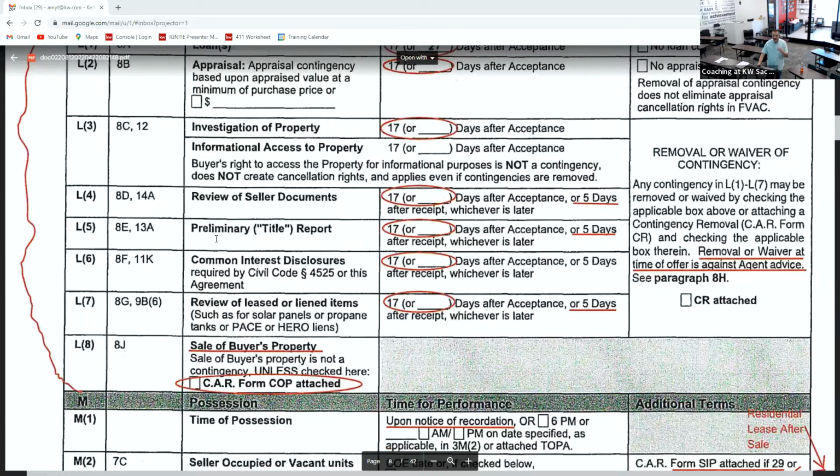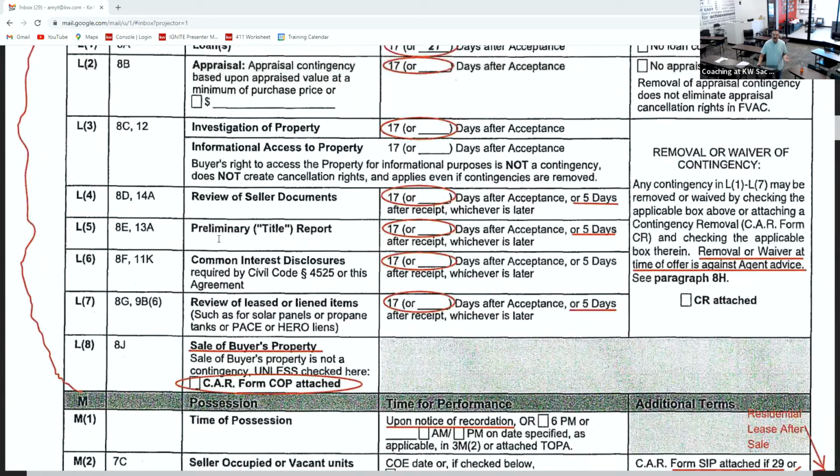Preliminary title. Preliminary title reports are important because oftentimes the seller doesn't know that somebody filed a lien against their property. Maybe, who knows, it's a mechanics lien or whatever. All of those things have to be paid off prior to the close of escrow. Otherwise, the buyer's lender won't lend on it.